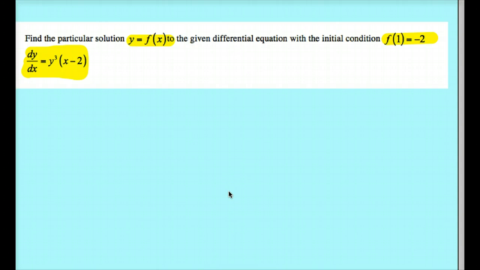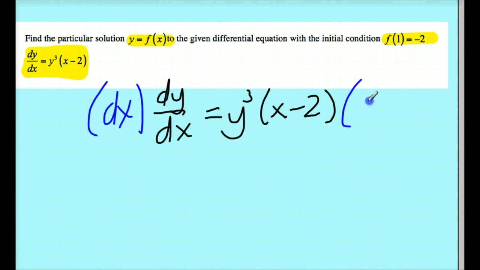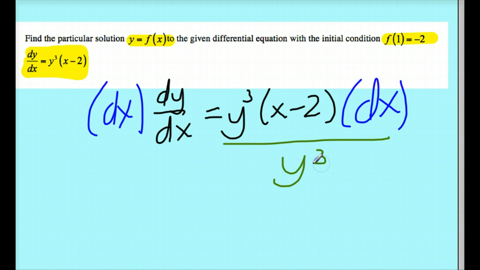So step 1 said I need to separate my variables, and if you take a look at my derivative, dy/dx equals y cubed times x minus 2, I notice I have y's and x's on both sides. So what I need to do is separate my variables. In order to get the x's on the same side, I'm going to multiply by dx, right? But also in order to get the y cubes on the correct side, I need to divide by y cubed.